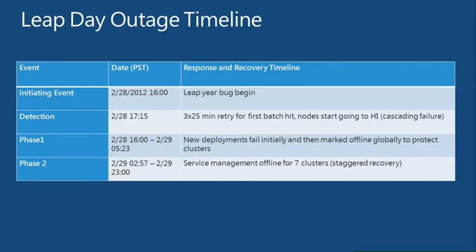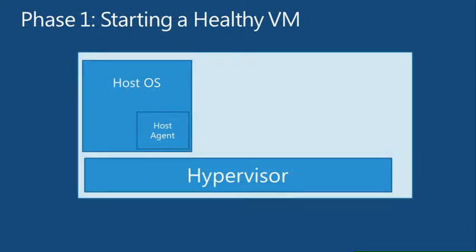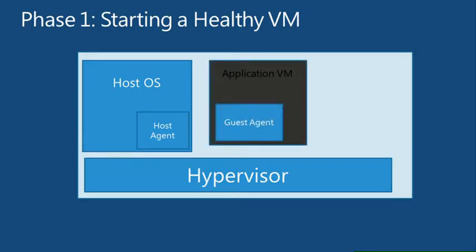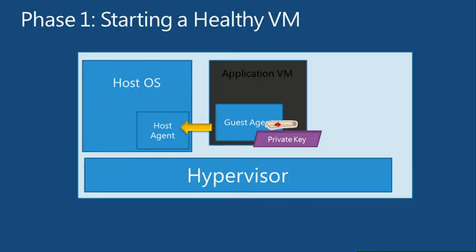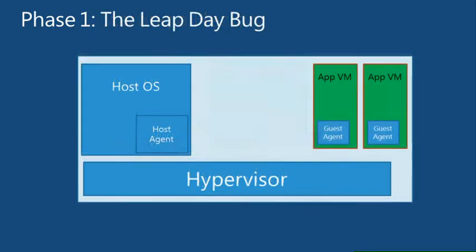But the leap day outage, leap day thing. So 4 p.m. Pacific is midnight GMT, and that's when the problem started. Let's talk about what happened. So first, we need to understand starting a healthy VM. This is basically a review of what I talked about. The VM boots, the guest agent comes up, and it creates a certificate with the private key, public key pair, passing the public key to the host agent so that they can have a secure conversation over that TCP connection that I showed you in Process Explorer between the guest and the host. Sends over the public key, and then the VM comes up into a ready state, and everything's good.